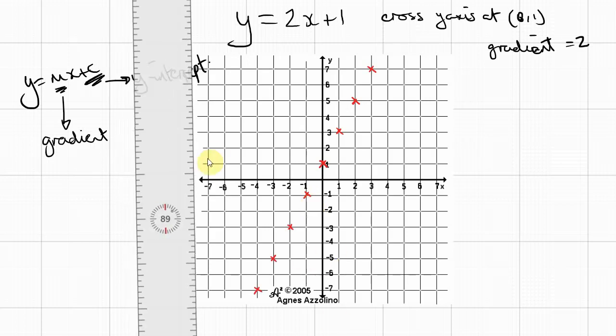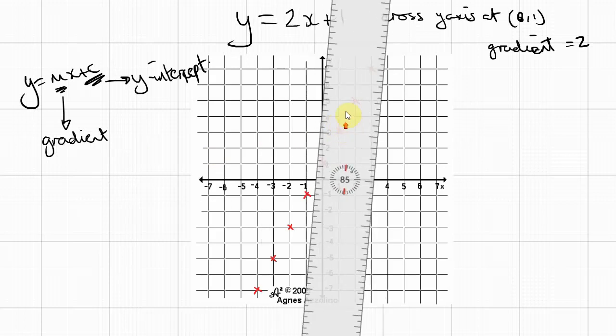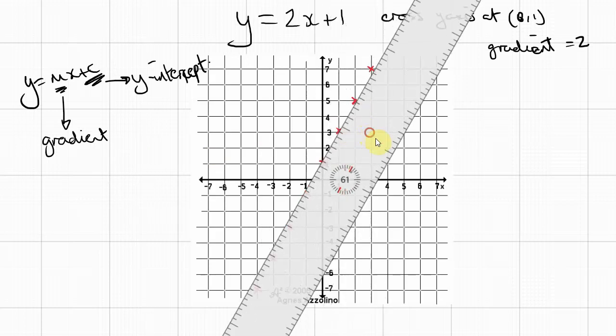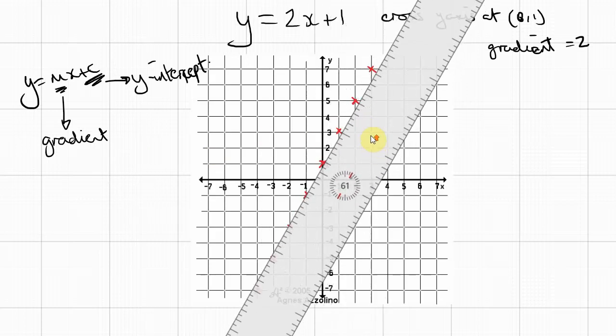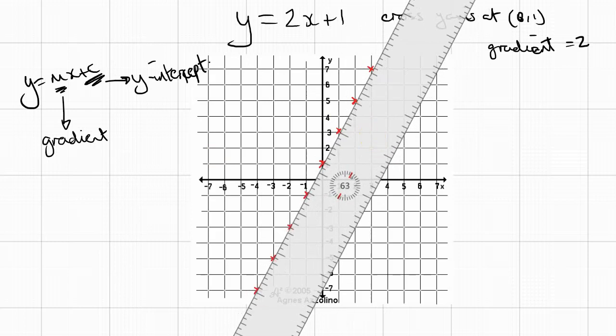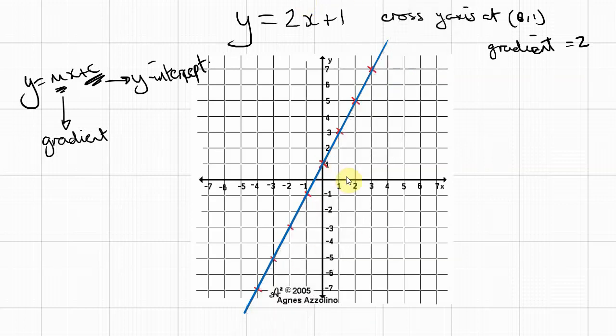You know you're on the right lines if you stick your ruler between them, and it's a nice straight line like so. So in a different colour. When you draw your line through it, always just cover the whole of your graph, of your axes. Don't just go between the 3 or 4 points you've plotted. Cover the whole graph. So this line is y equals 2x plus 1.